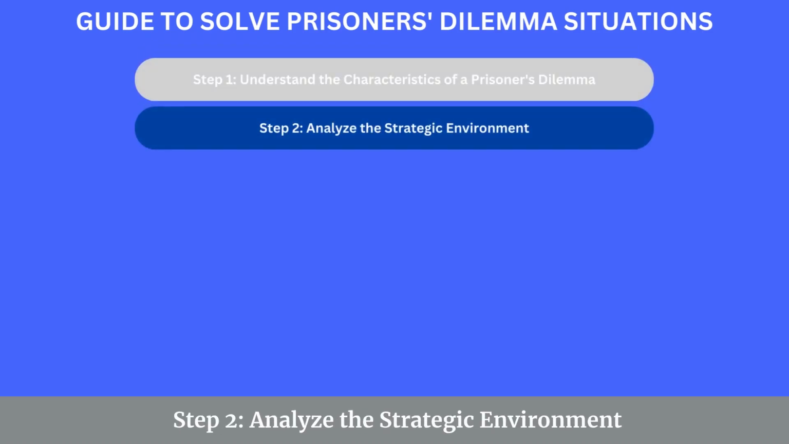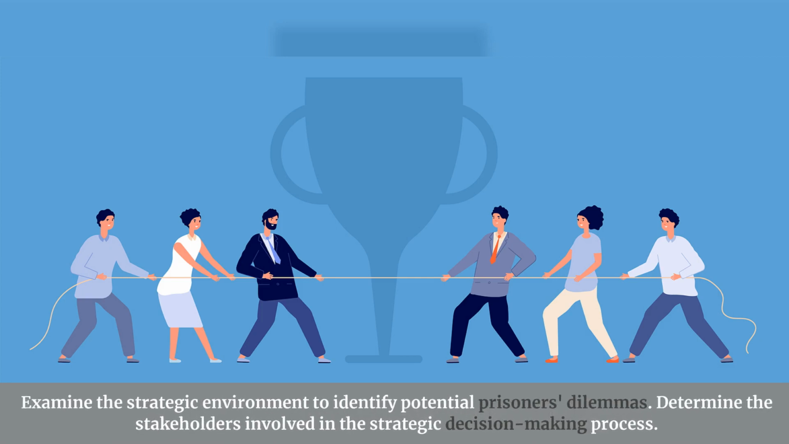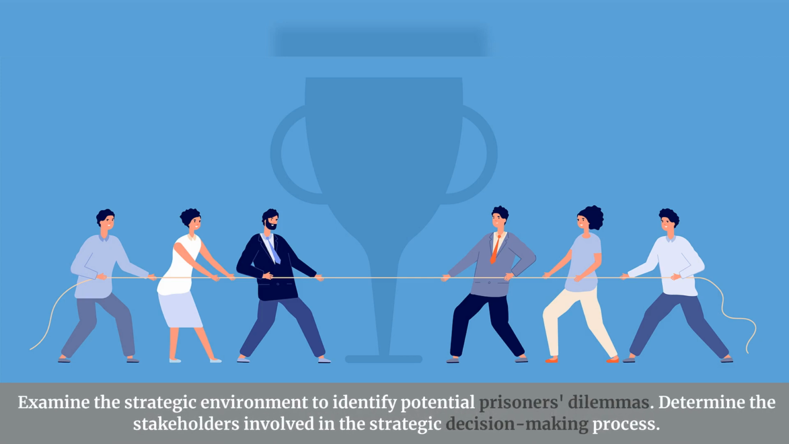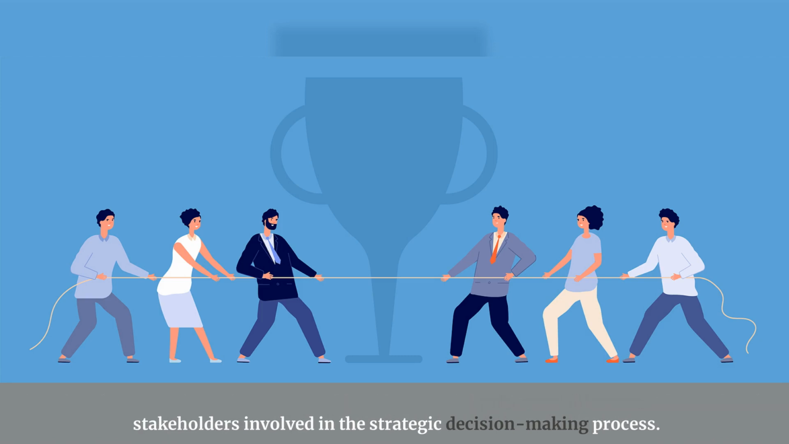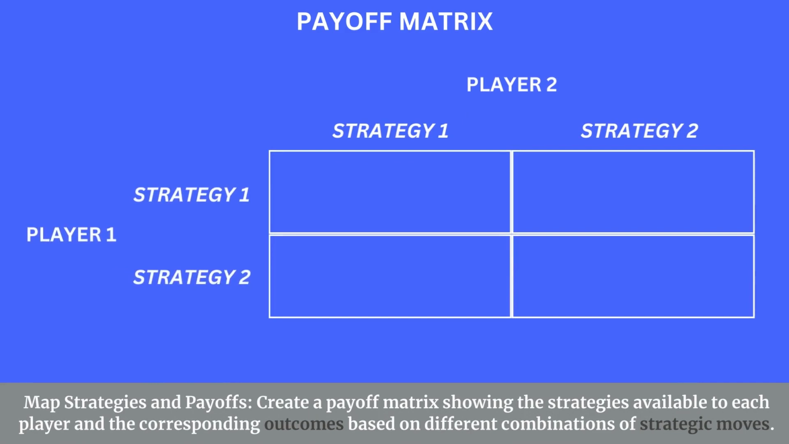Step 2. Analyze the strategic environment. Examine the strategic environment to identify potential prisoners' dilemmas. Determine the stakeholders involved in the strategic decision-making process. Map strategies and payoffs. Create a payoff matrix showing the strategies available to each player and the corresponding outcomes based on different combinations of strategic moves.